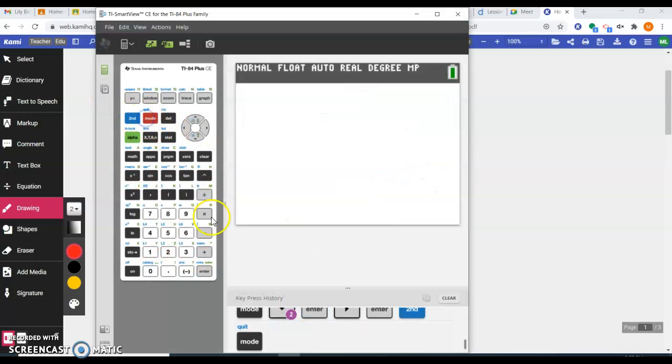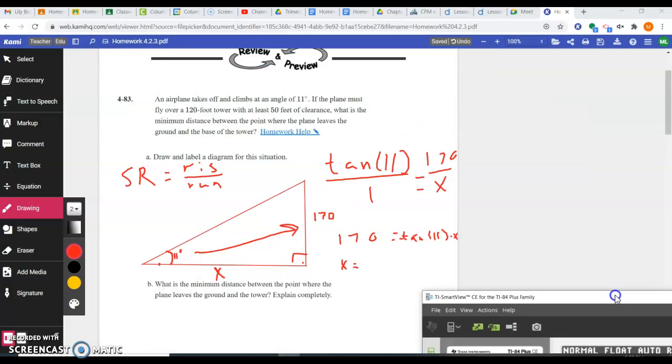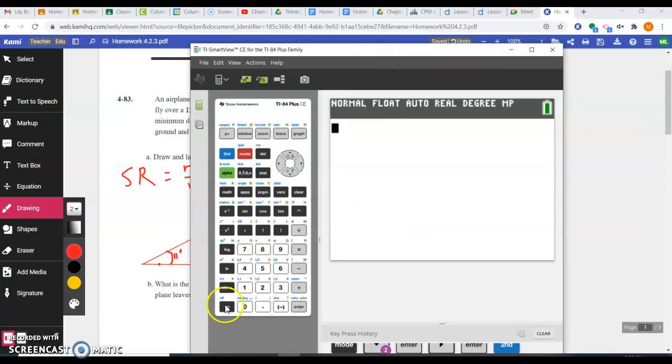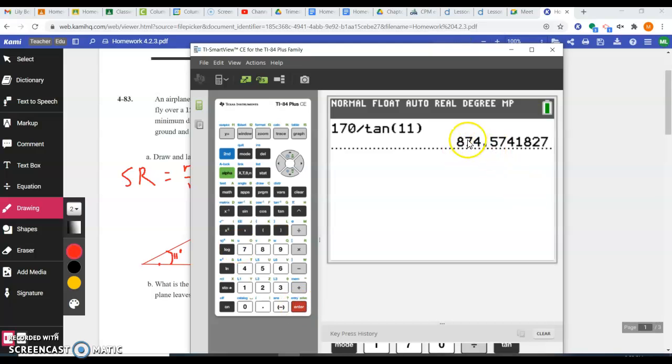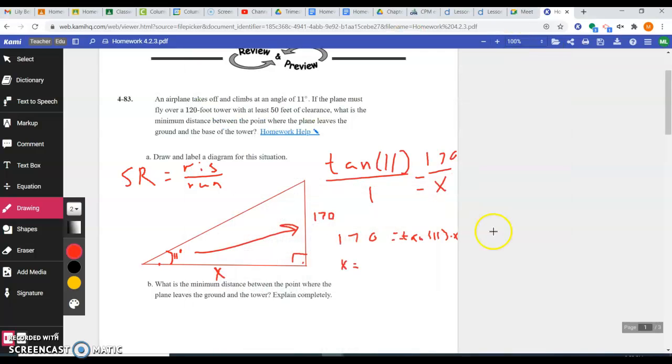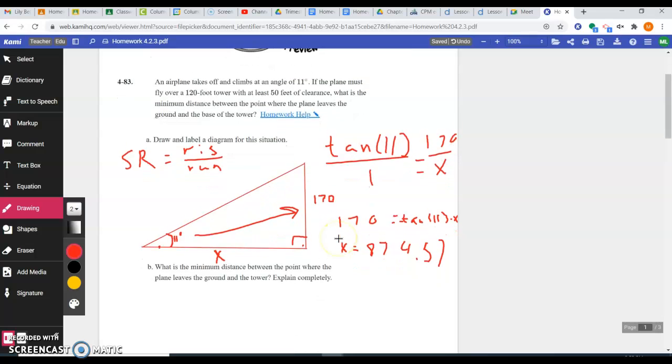So if I go into my calculator, and this is a scientific one, but you can do it on your phone. It might be a little bit different, but I'm going to do, again, 170 divided by the tangent of 11. And I got 874.57. So I know 874.57 feet, I believe, is what we need as my x value there. Sorry that that's sloppy. I stink at writing on Cami.